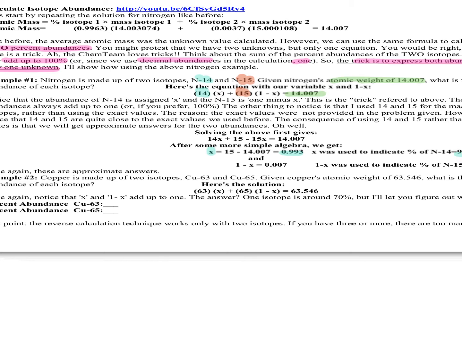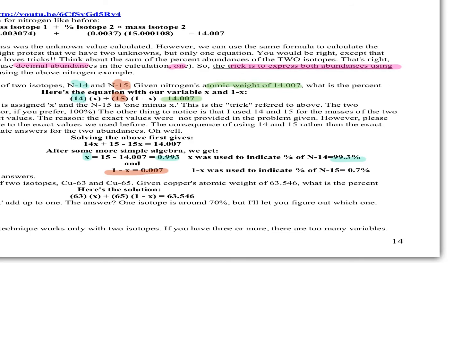Now to find the percent of N15, well, the two percents together must add up to 100. So we know it should be 0.7%, because the 99.3% plus 0.7% makes 100, right? So by solving for x, you automatically find the other percent, because they must add up to 100. So we plug in x and 1 minus x. My 1 minus x comes out to 0.007, which is 0.7%.